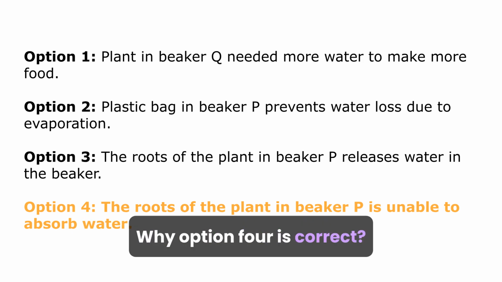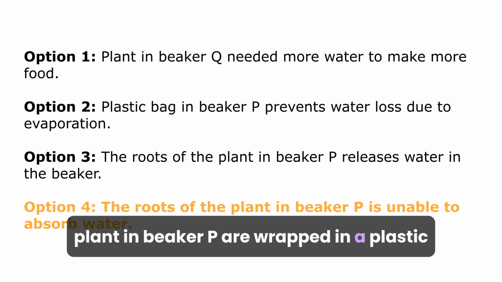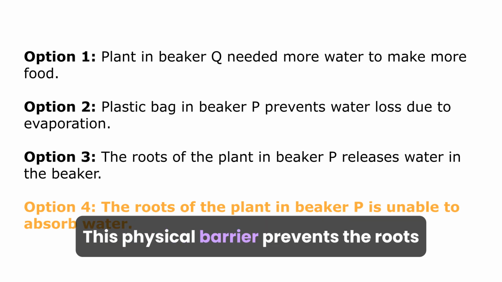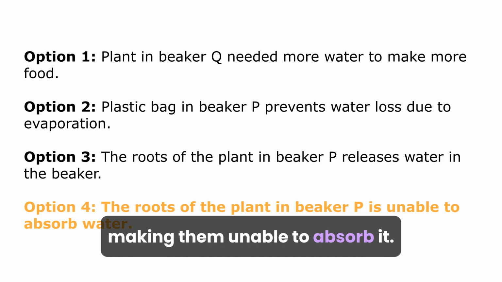Why is option 4 correct? As shown in the diagram, the roots of the plant in beaker P are wrapped in a plastic bag. This physical barrier prevents the roots from coming into contact with the water, making them unable to absorb it.